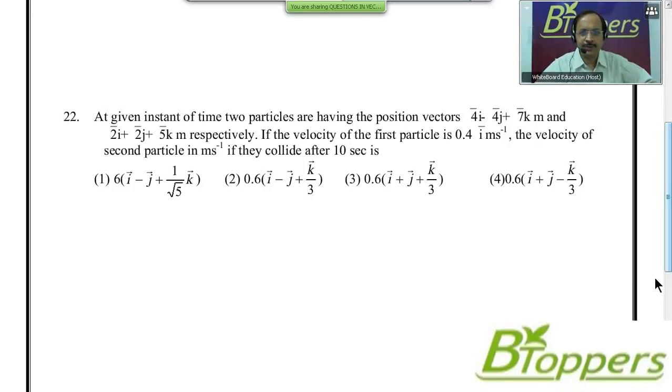Next question 22. At a given instant of time, two particles have the position vectors 4I bar minus 4J bar plus 7K bar meter and 2I bar plus 2J bar plus 5K bar meter respectively. The velocity of the first particle is 0.4 I bar meter per second. The velocity of the second particle is asked, meter per second, if they collide after 10 seconds. Come on, try this problem. You are given four options there, out of which only one is correct.